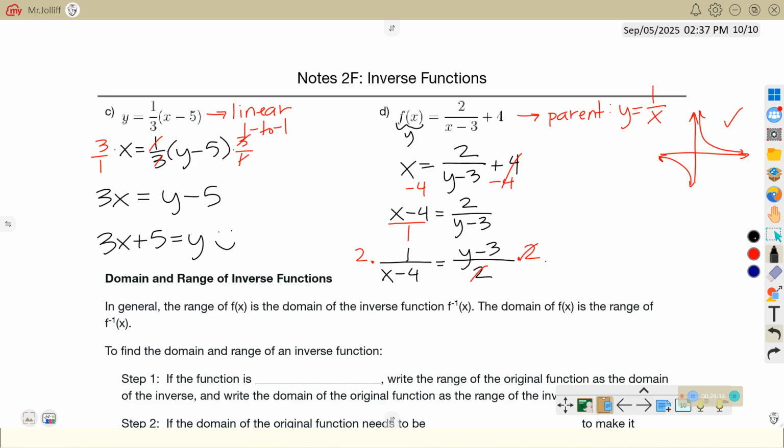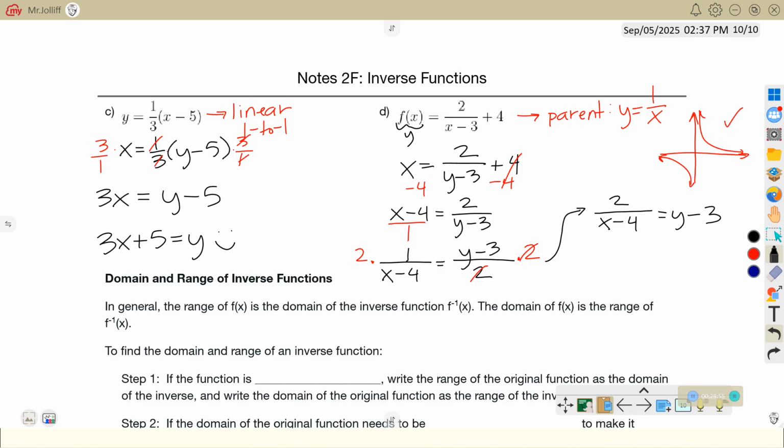I am a little concerned about that back table today. So 2 over x minus 4 equals y minus 3. That is something we know how to solve. Perhaps somebody who is not having a giggle fit can help us.